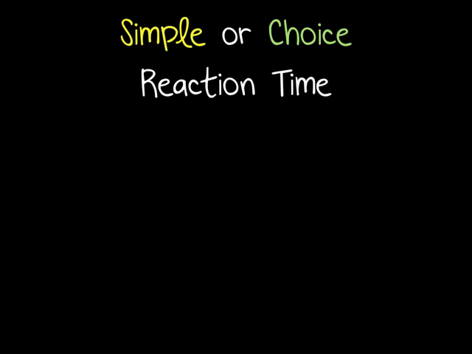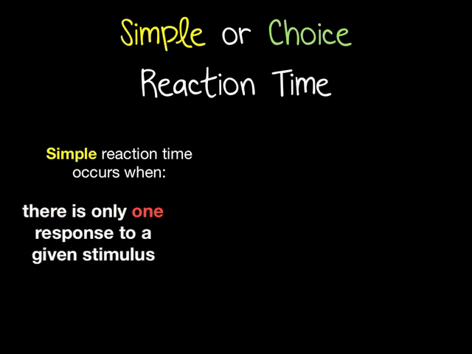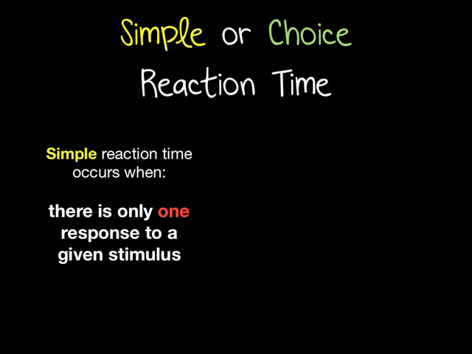Last things to cover are what we call simple and choice reaction time, and I'll go over this within class. Simple reaction time occurs when there is only one response to a given stimulus. For example, if I fire a gun in 100-meter running, there is generally only one response: you must run. Okay, gun goes off is the stimulus, you must run is your decision to make. So one decision to make, one stimulus.